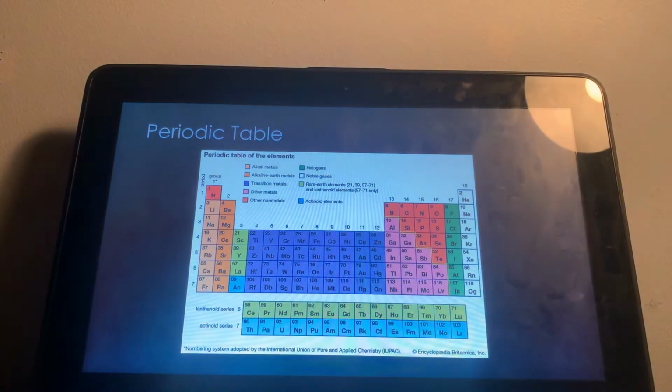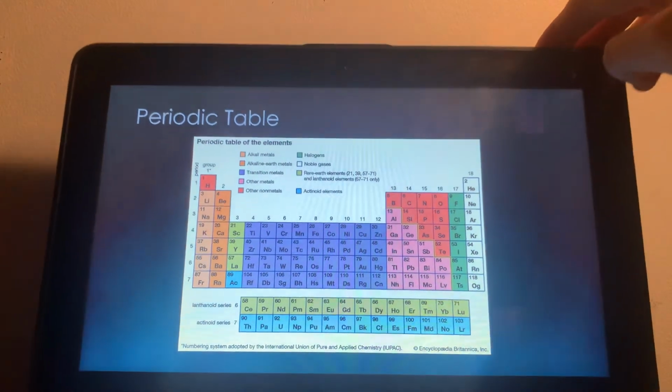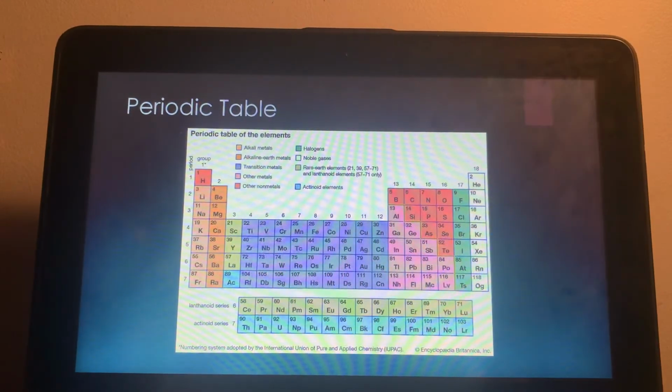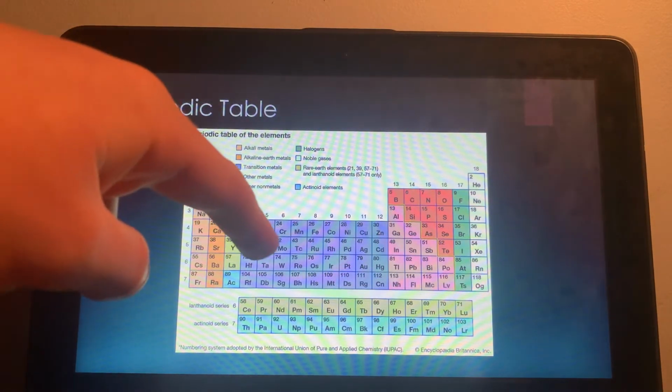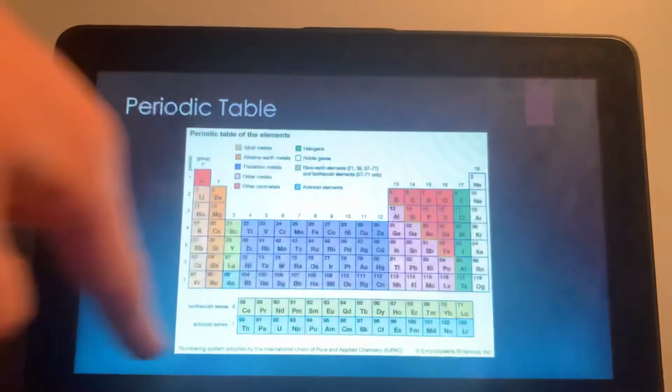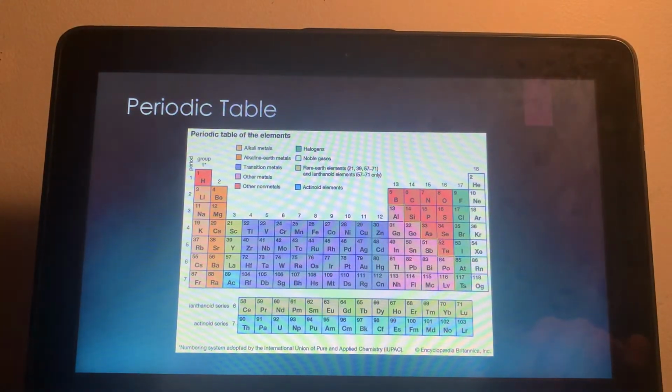Now, this is the periodic table. As we see, these will either be decreasing or increasing going up and to the right, or increasing or decreasing going down and to the left. So we'll be referring back to the periodic table a lot in this lesson.